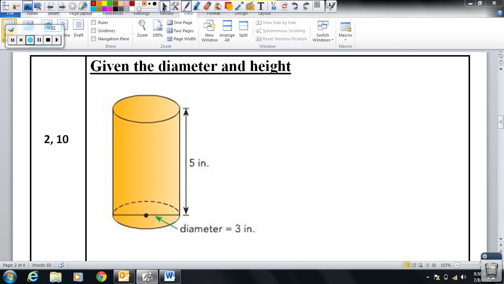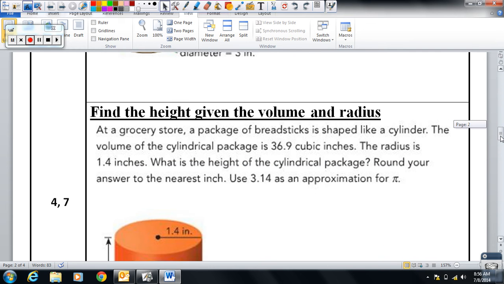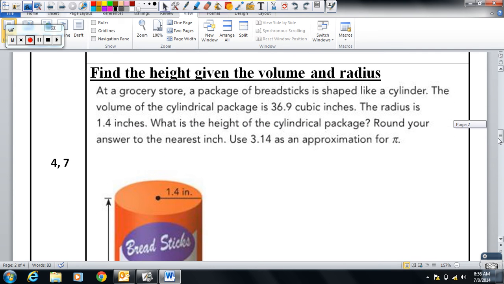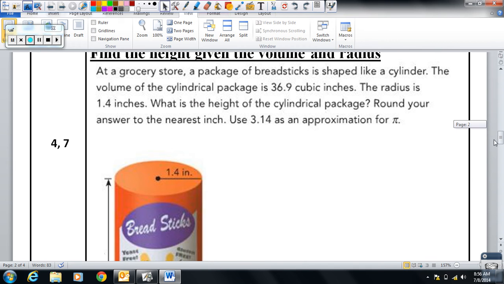The following is just the same type of problem, but instead it's given to us in word story form. It says, at a grocery store, a package of breadsticks is shaped like a cylinder. The volume of a cylindrical package is 36.9 cubic inches. So this time they're giving us the volume. The radius is 1.4 inches. What is the height? So this time we're trying to find the height, which is a little bit different. It says round to the nearest inch and use 3.14.